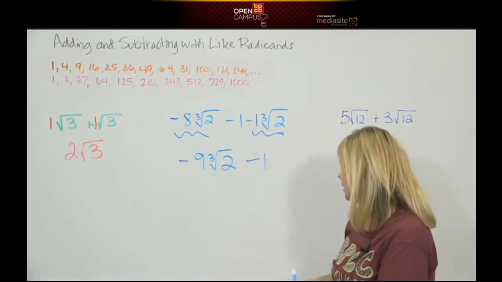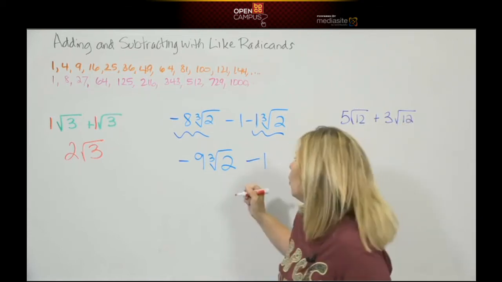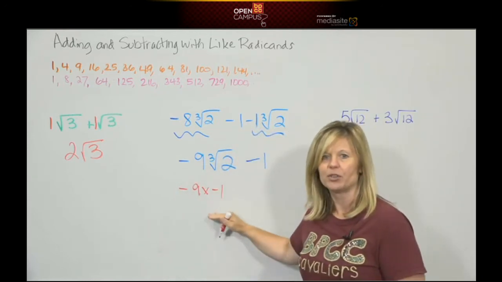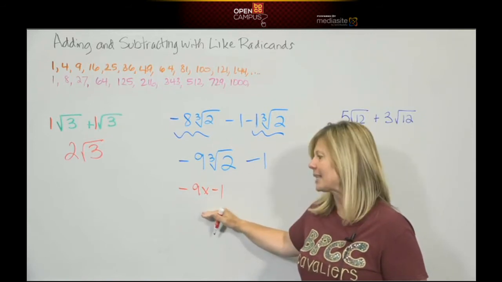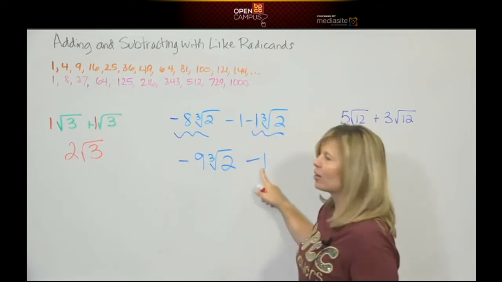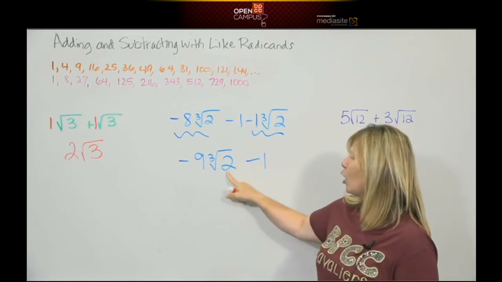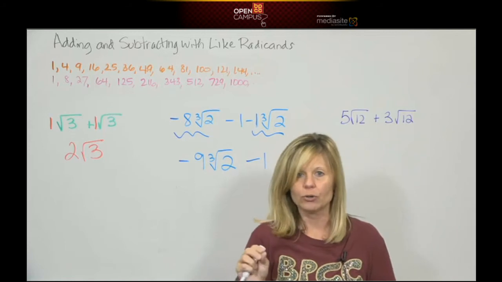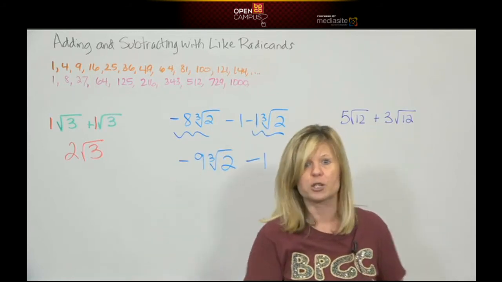Now let's talk a minute. If we were back in polynomial world, we would write negative 9x minus 1. I agree with that. We would put the constant at the end. We always like our variables first and our constants at the end. But in radical world, we do not like our constant at the end because then we get confused. Is that negative 1 underneath the square root symbol or not? So in radical world, when we have a constant, it will go in the very front of our expression.